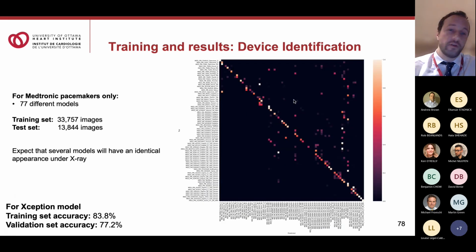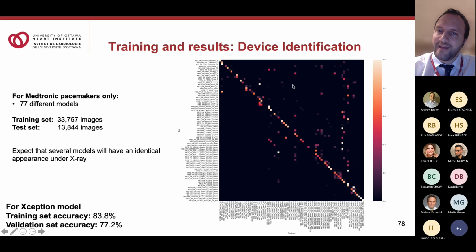Now we moved on even one more level, and we looked at whether, for specific models of devices, we can identify the specific models. So we look, for example, only at Medtronic pacemakers. We have 77 different models in our database, and that covers over 45,000 images only for Medtronic pacemakers. And of course, we expect several of these models to have very similar appearance on their chest radiograph. So we trained the model to try to predict this, and we reached an accuracy of 77%. So not a perfect accuracy, but we expected this.